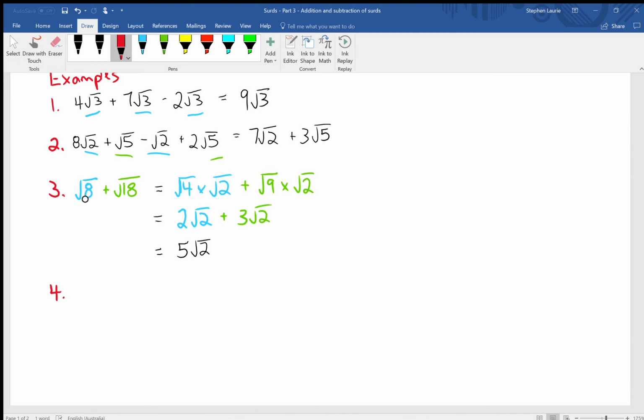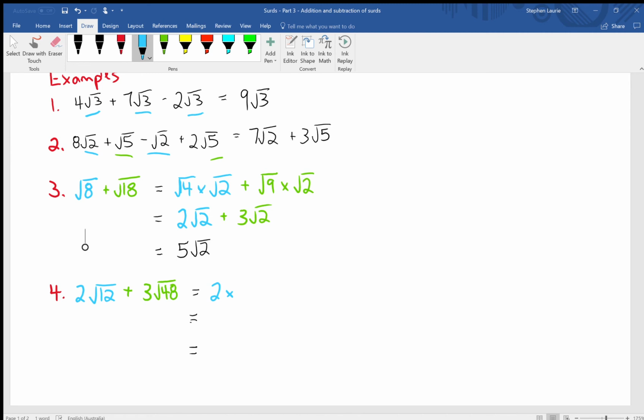Alright, fourth example. 2 root 12 plus 3 root 48. Whoa. Alright. So once again, we're just going to focus on the blue, so on the 2 root 12. That's 2 times root 12. So I'll put the 2 there, but now let's just focus on the root 12. How can we simplify that?